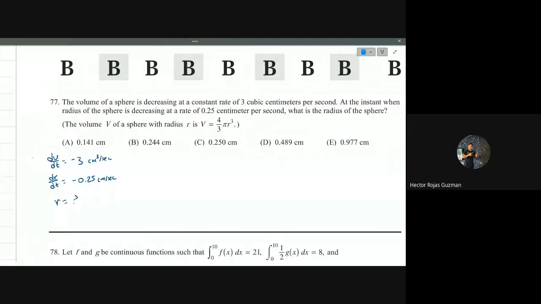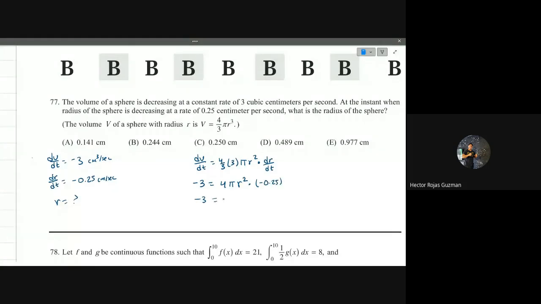Okay, and they give us the volume of the sphere. That's great. So let's go ahead and find the derivative for that. dV/dt equals 4/3 times 3 pi r squared. And we're going to have to use the chain rule right here. So we get times dr/dt. Plug in the rate of the volume. The radius is what we're looking for. So r squared times negative 0.25.